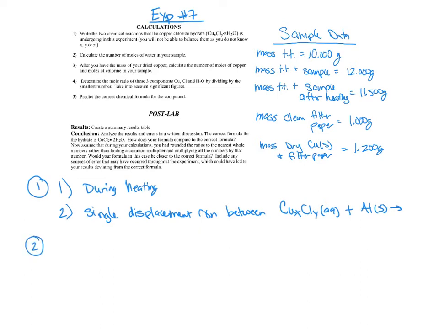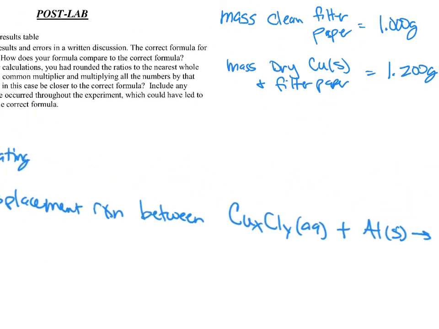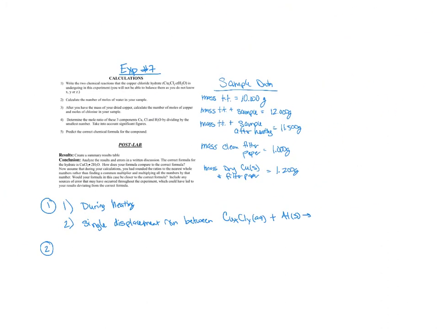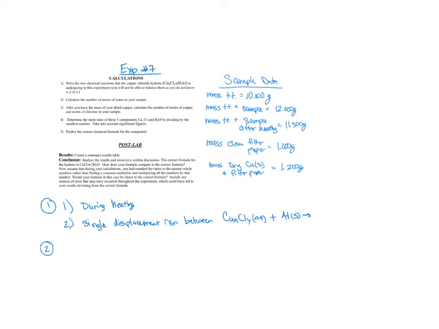Question 2 asks you to calculate the moles of water in your sample. We have to think about our data to figure out what numbers to subtract. What we have here is the sample data, so we have the empty test tube, so just our test tube. We have the test tube with the sample, and this is the sample before heating. So that sample is your CuXCly.ZH2O, the compound with the water. After the heating, it's our test tube and the sample after heating, which means it's just the CuXCly solid. The water has been evaporated.